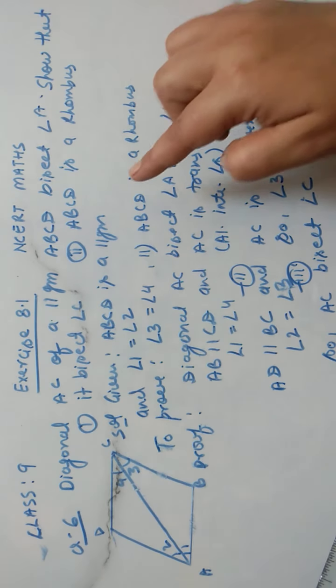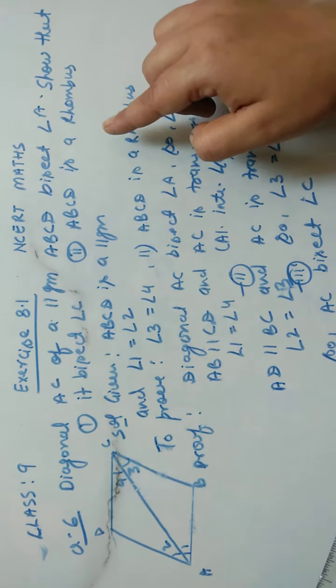Now we need to prove the second point, that is, ABCD is a rhombus. Just see how we will prove it.